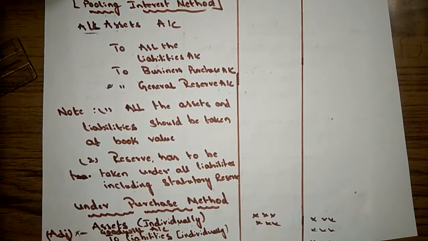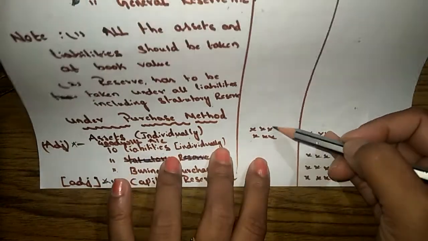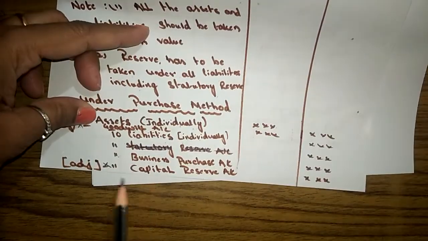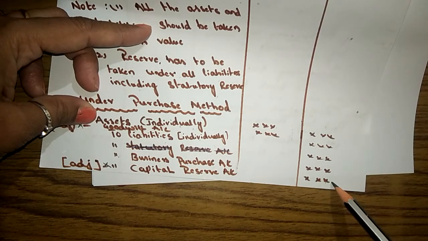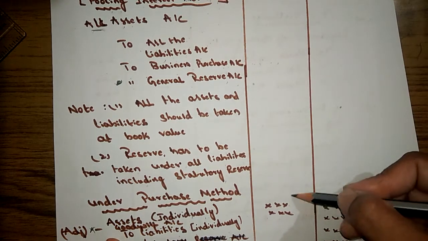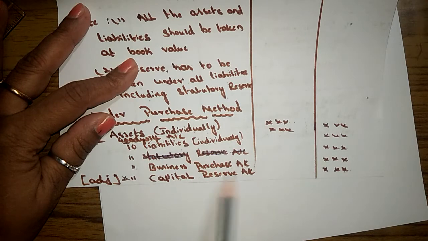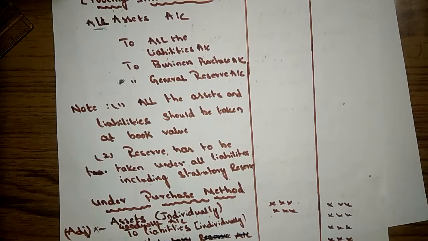This is goodwill, which we need to debit if the debit side amount is coming less, and we need to adjust into capital reserve if the credit balance is coming less. So we put a goodwill account when there is a lesser balance on the debit side, and we show it in capital reserve when there is a lesser balance on the credit side.